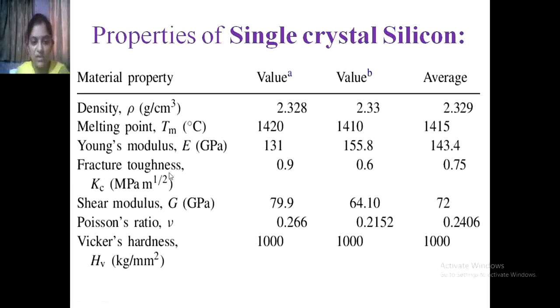Then fracture toughness is 0.9, 0.6, and the average is 0.75. Shear modulus is 79.9, 64.8, and the average is 72. Poisson's ratio is 0.266, 0.2152, and the average of these two is 0.240. Then Knoop hardness is 1000 for both materials, and the average is also 1000.